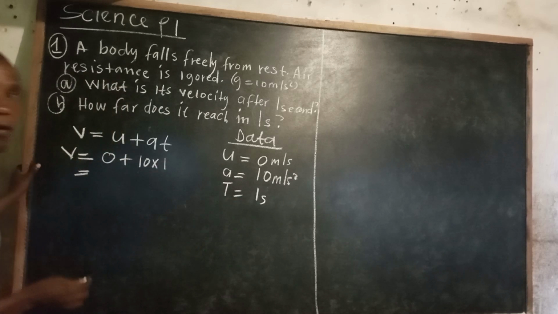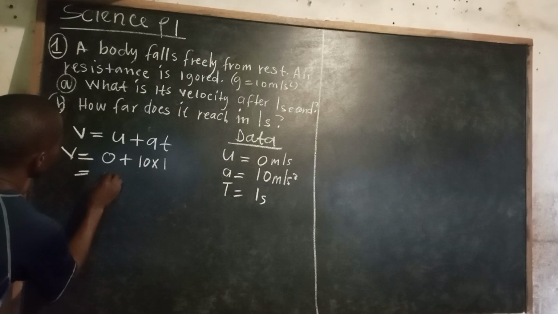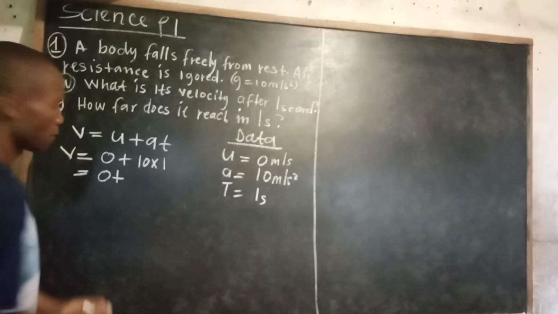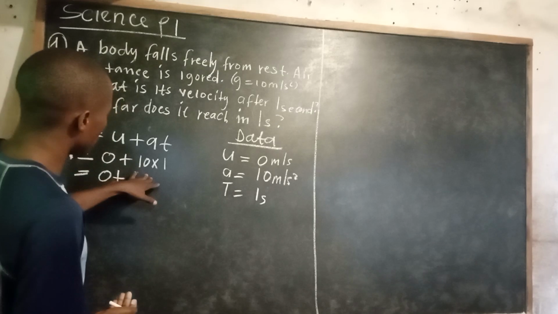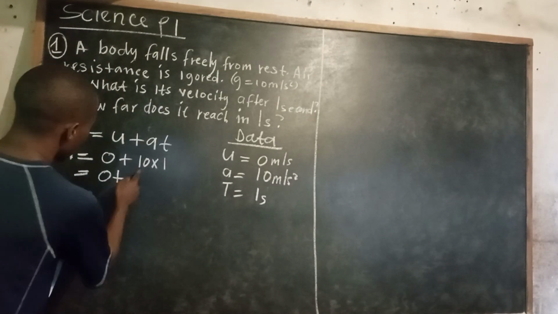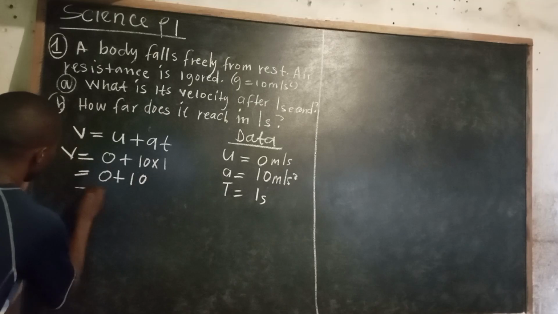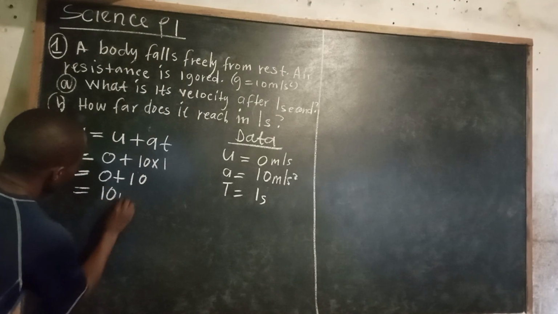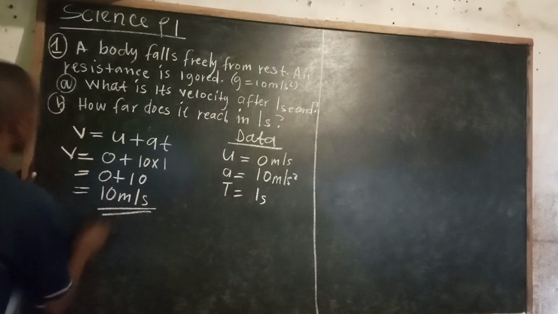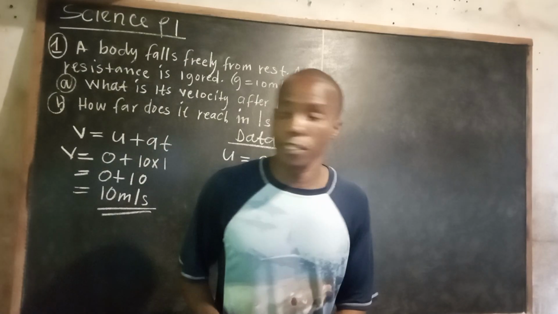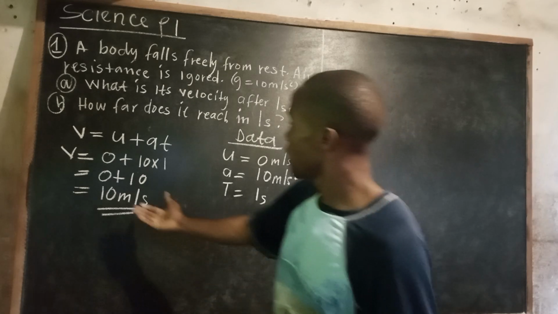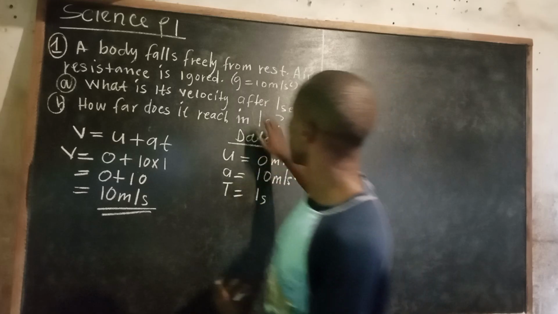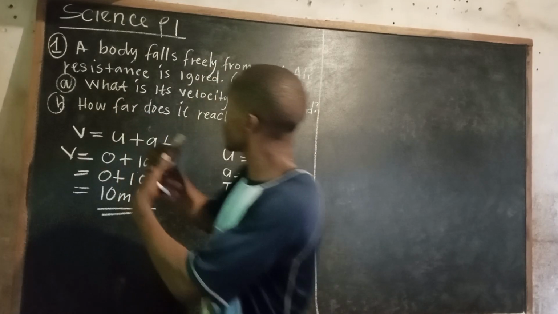Then we continue, simplify. 0 plus 10 times 1. Remember, in order of operation in mathematics, we first start with what? Multiplication, then we come to addition. So 10 times 1, the answer is 10. Okay? So 0 plus 10, the answer is 10. And this is the velocity. So our velocity, according to the given question, is 10 meters per second. Okay? So we are done with the first question, which is bullet A.